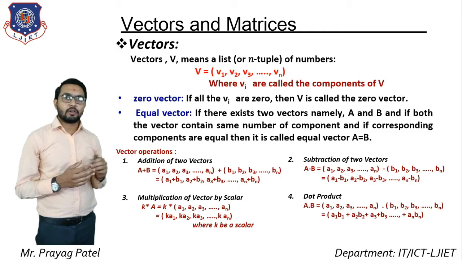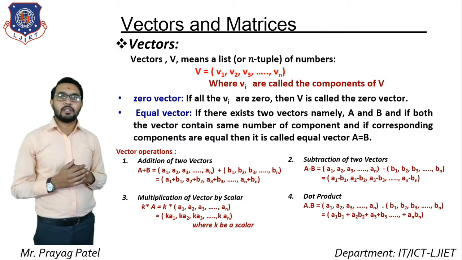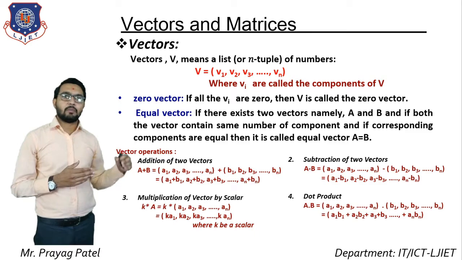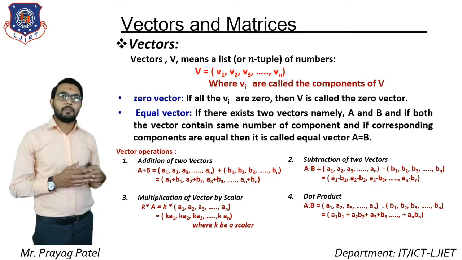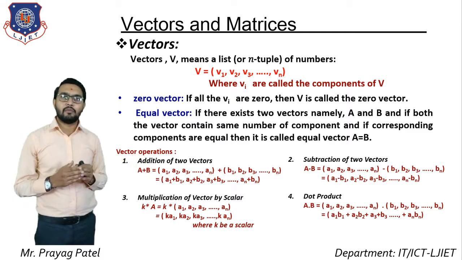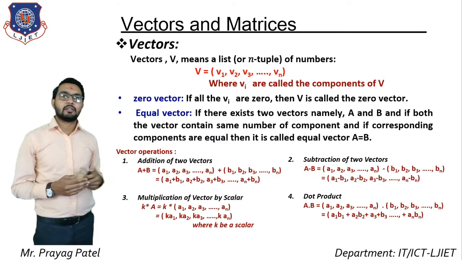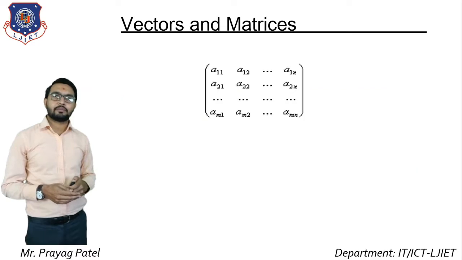Now the fourth operation on vectors is the dot product. A and B are both vectors, and we take the dot product of these two vectors. A1, A2, A3 up to An multiplied with B1, B2, B3 up to Bn. So the final answer is A1B1 plus A2B2 plus A3B3, and so on, up to AnBn.